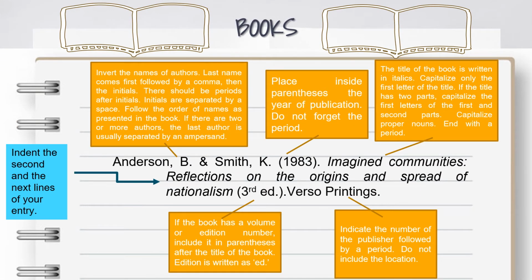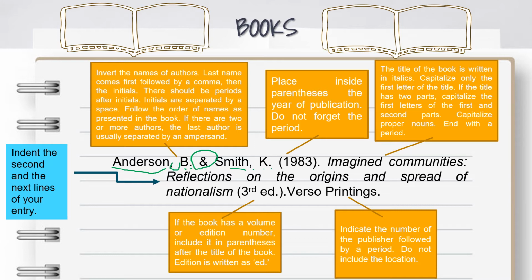Class, so for you to better understand what I was trying to explain earlier, I have here an example of how you're going to make a bibliography entry. So I have mentioned earlier that the first detail that you have to write is the name of the author. In this case, we have two authors. So we have Anderson, then you put a comma, then we have the initial B, and then a period. And then again the ampersand or the end symbol, followed by the surname of the second author with a comma, and then the initial with a period.